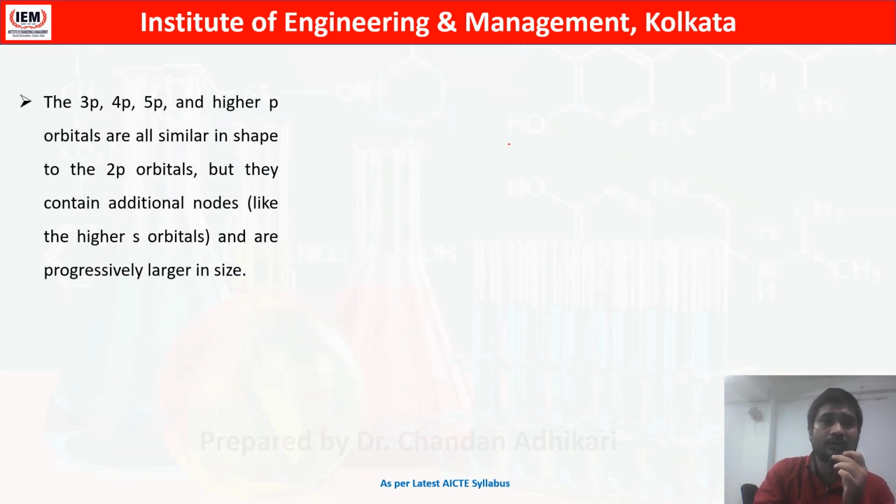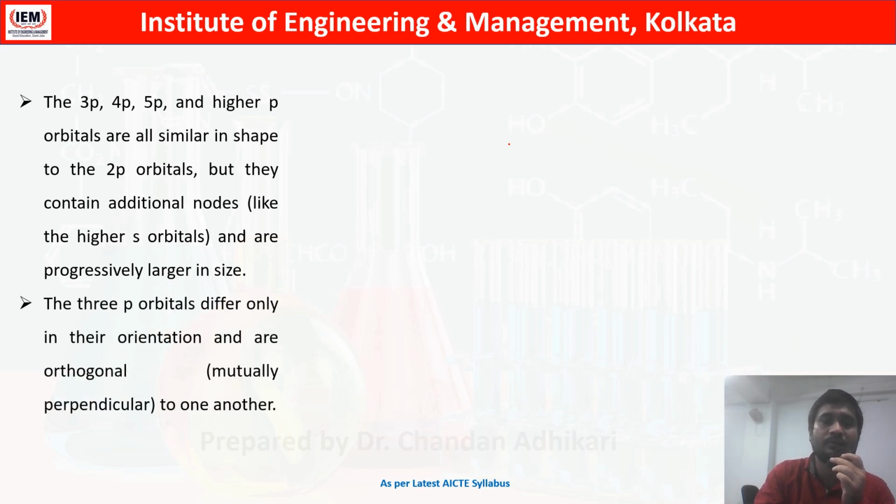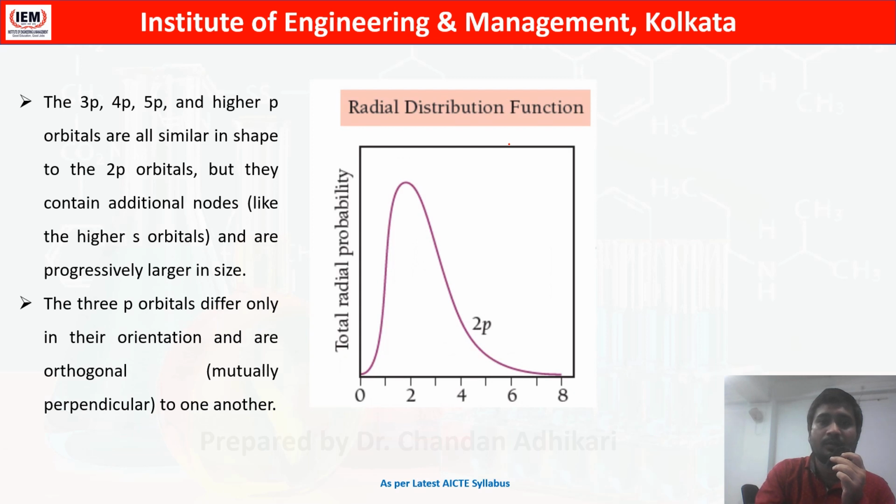Similarly, we can have 3p, 4p, 5p and higher p orbitals. All have similar shape, but definitely they have different nodes, because the number of nodes will be more and more as we go to higher p orbitals, because number of nodes equals n minus l minus 1. For example, for 2p we have n equals 2, and for p, l equals 1. So what will be the number of nodes? 2 minus 1 minus 1, so 0. There will not be any node.